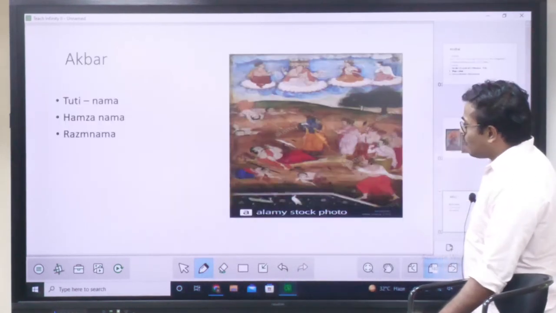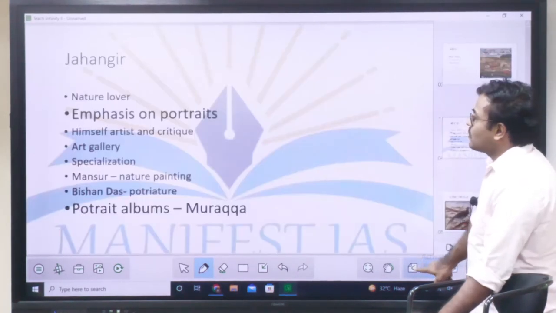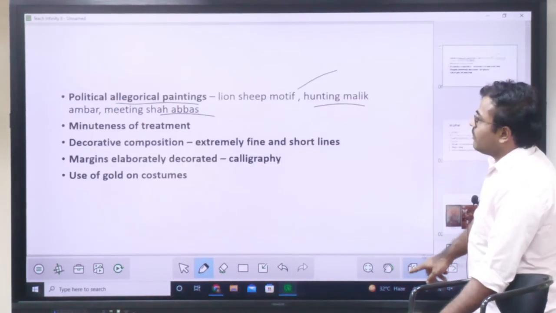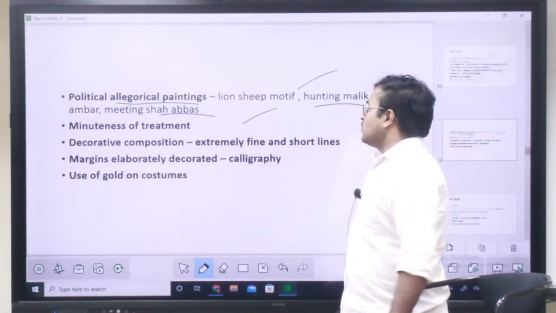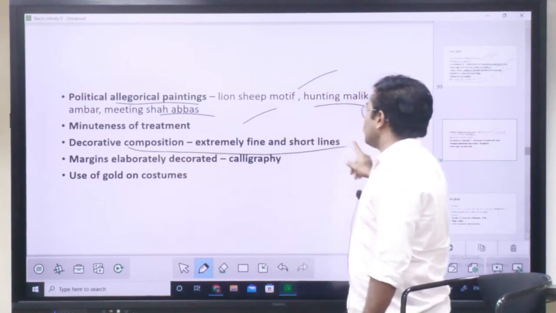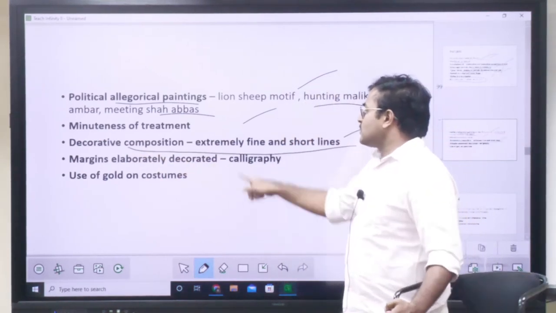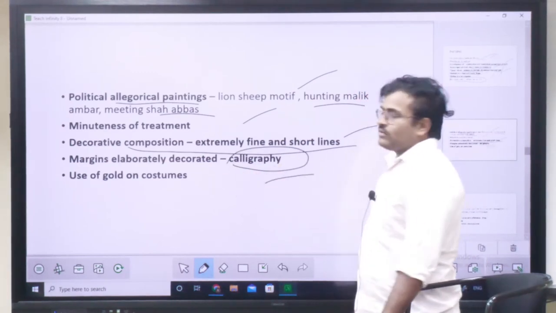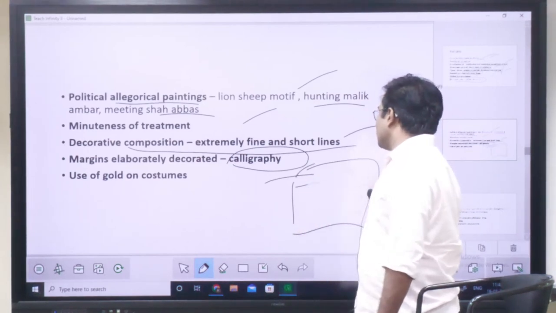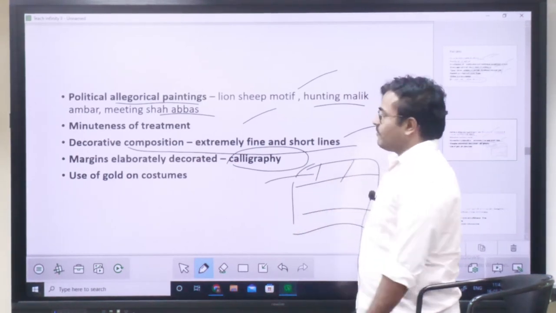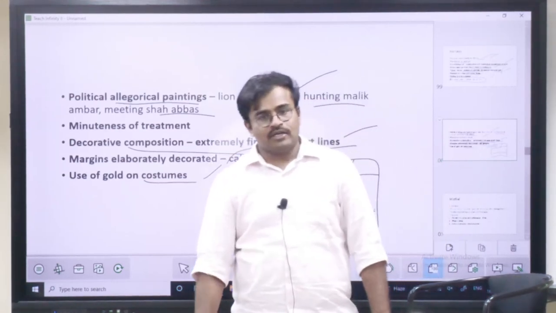And there is one more image. Political allegorical images show minuteness of treatment. Most of these images have extremely fine decorative compositions, and the margins are also elaborately decorated with calligraphy. Calligraphy, you know, right? Margins have beautiful calligraphy. And the use of gold on costumes is also one of the unique aspects of the Mughal painting tradition.